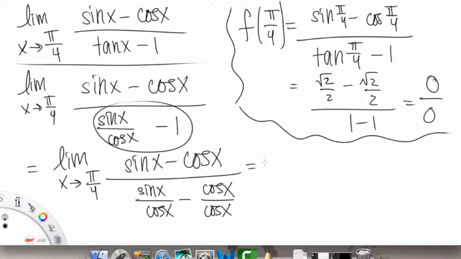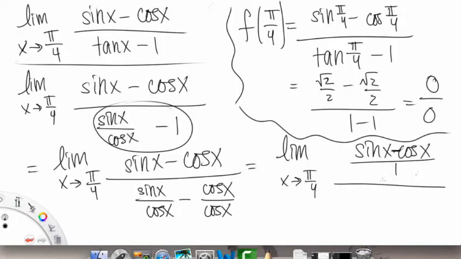Okay? And now the way we could rewrite this is limit as x goes to pi over 4 of sine x minus cosine x, that's a minus sign, sorry, over 1, right? That's on the top, and then on the bottom we have sine x minus cosine x, all over cosine x, okay? So I'll continue this on the next slide.